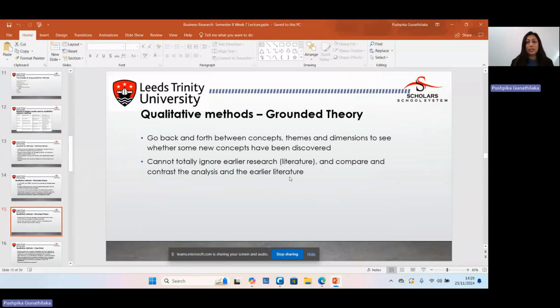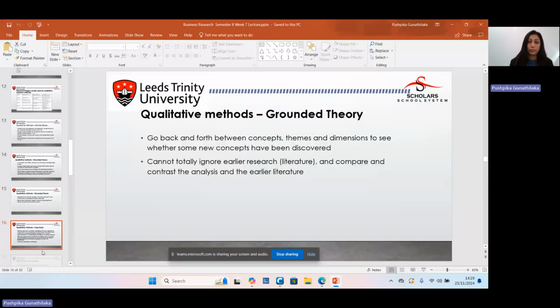And in this discovery, you can't totally disagree with whatever literature you have found already, but you will compare and contrast and do the analysis and talk about your new findings as well. But you don't disregard the literature you found earlier. Whatever body of knowledge exists can be considered to compare and contrast with your findings if it is different, but you have to do the comparison and the evaluation without disregarding the current literature.